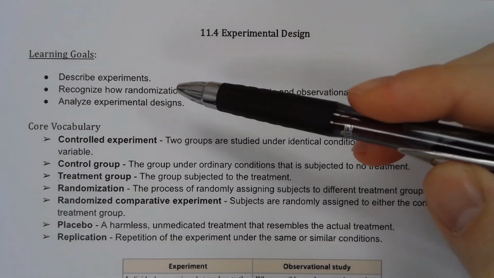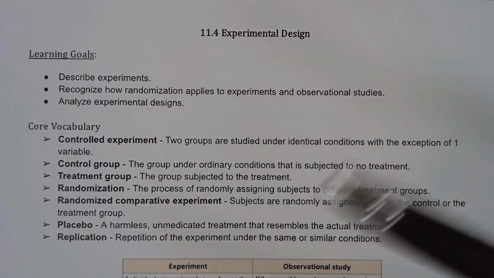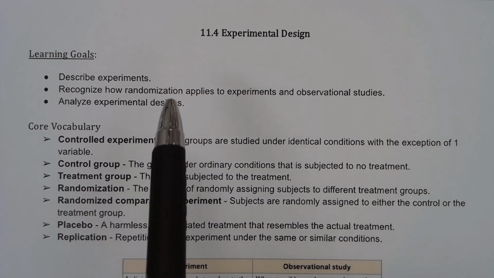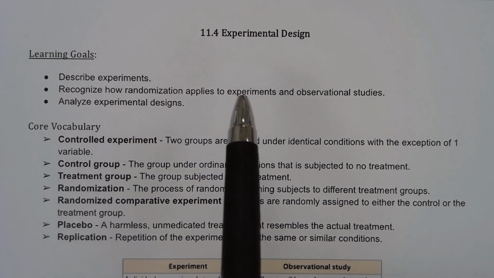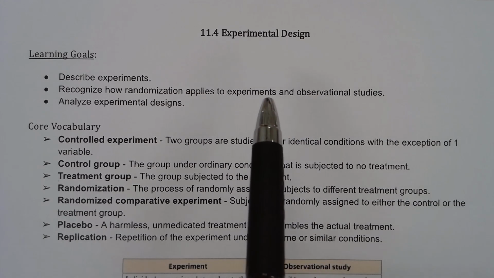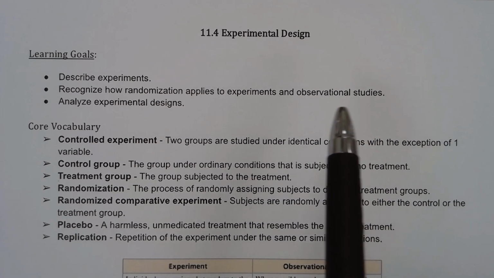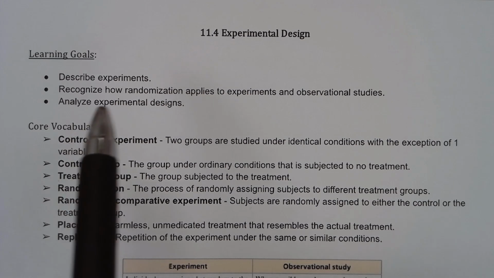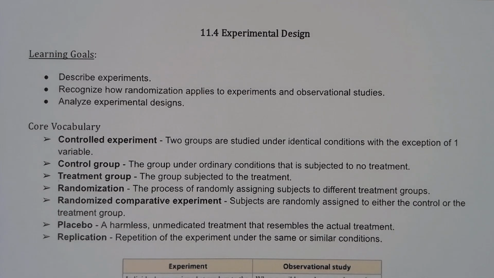We're going to describe experiments, so maybe things will tie in from other classes. We always need randomization for a good experiment, so recognize how randomization applies between these two terms. Hopefully you know what an observational study is. If not, that's okay, we'll go over it. And then look at a design. Is it good? Is it bad? What can we do with it?